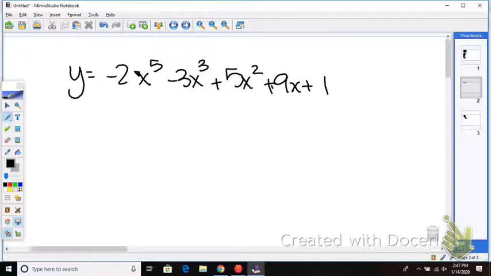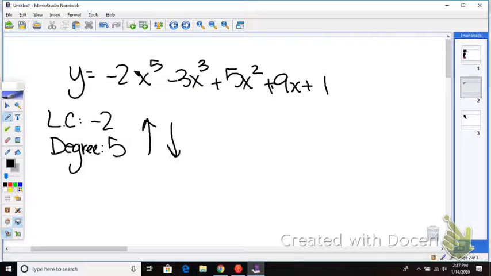Okay? So what is my leading coefficient here? It is -2. And what's my degree? The degree is 5. So the end behavior is up, down. Or up, down.